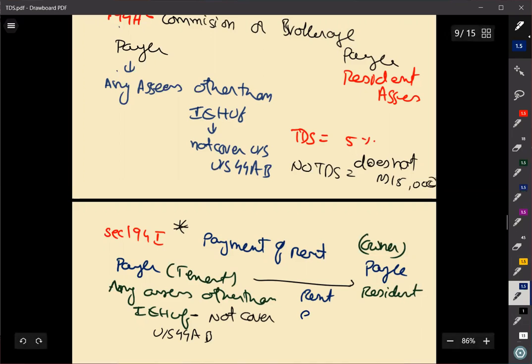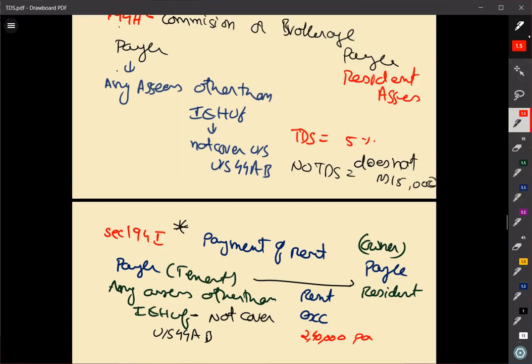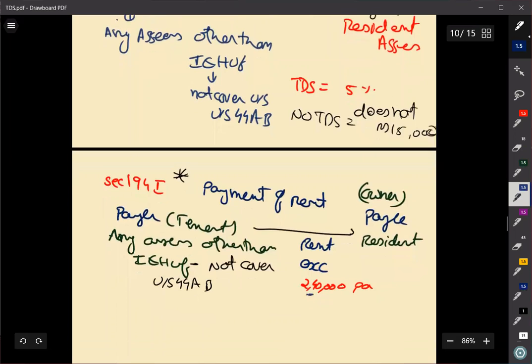If the rent exceeds 2,40,000 per annum, then TDS is supposed to be deducted. This is the amendment. Earlier, the limit was not 2,40,000; earlier, the limit was 1,80,000. So 1,80,000 has been increased to 2,40,000. So whenever the tenant is paying rent to the owner, if the amount of rent exceeds 2,40,000, then TDS is to be deducted.